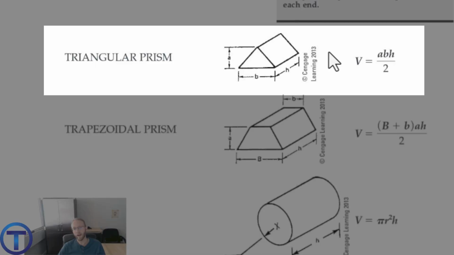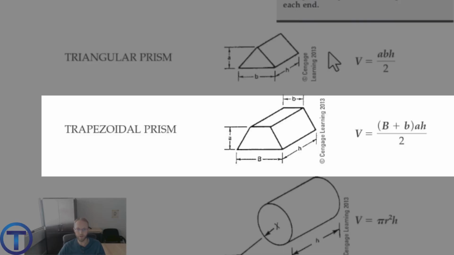Let's have a look at a triangular prism. We have the height of the prism is A, one side of those is B, and the depth is H. So A times B times H divided by 2 equals the volume. A trapezoidal prism is similar to the trapezoid area, but in this case we're going to multiply it by the H. So in parentheses, capital B, that's the longer side of the trapezoid, plus lowercase b, that's the shorter side, times A times H, and divide it by 2, we will have our volume.